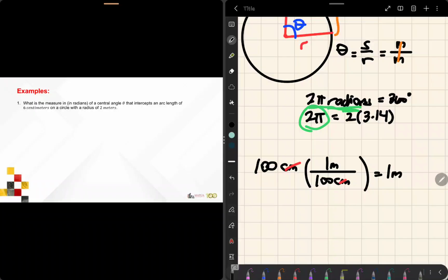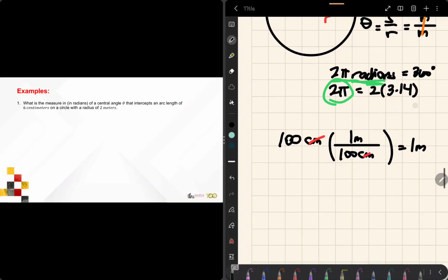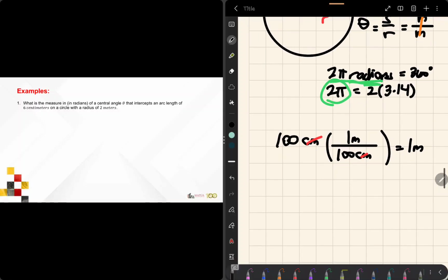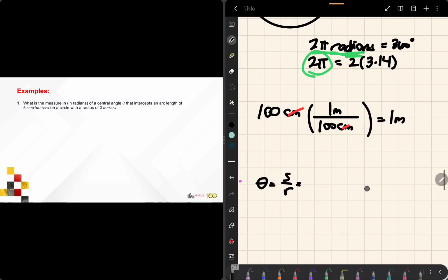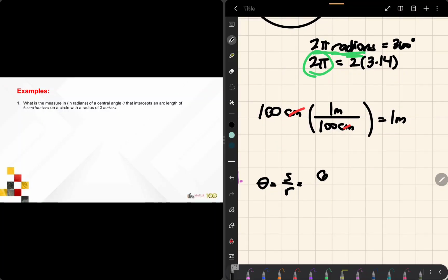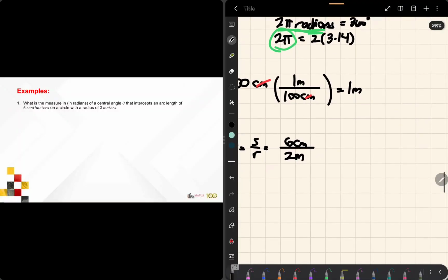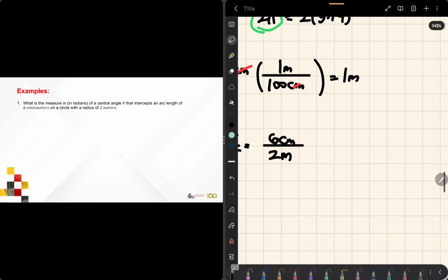There you go. So for example, what is the measure in radians of a central angle theta that intercepts an arc length of 6 centimeters on a circle with a radius of 2 meters? So using our formula, we are tasked to solve for the measure in radians of a central angle. So theta is equal to S over R. We have our S, or our arc length, is equal to 6 centimeters, and our radius is equal to 2 meters. Since they are not in the same units, we have to convert one of them. So let's convert meters into centimeters.